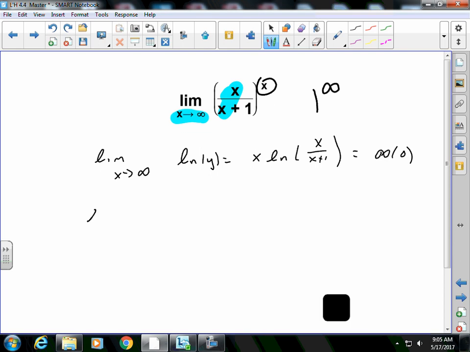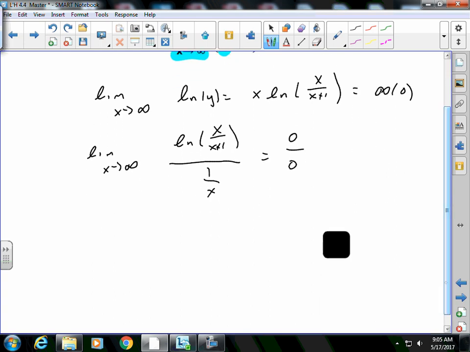I can rewrite this as the limit as x approaches infinity of the natural log of x over x plus 1, all over 1 over x. When I evaluate that as it goes to infinity, I get a 0 over 0. Wonderful. I'm now allowed to apply L'Hopital's. And I'm going to take the reciprocal of what's inside the natural log, x plus 1 over x. I'm going to multiply by the derivative of x over x plus 1.